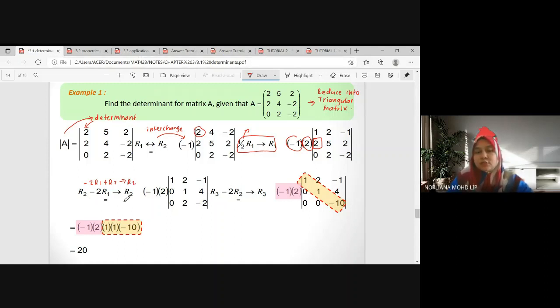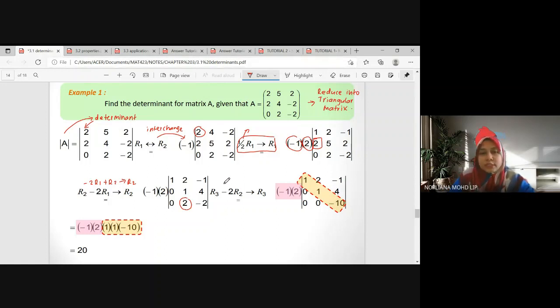Okay, ni untuk third operation kan. So third operation dia tak berubah lah tadi. So dia hanya ubah row ni je lah yang kedua. So 0, 1, 4. Okay, and then nak jadikan triangular matrix. Okay, ni perlu jadikan 0.